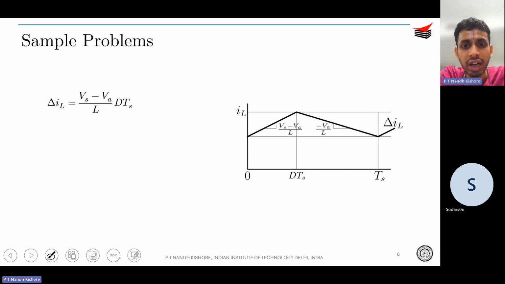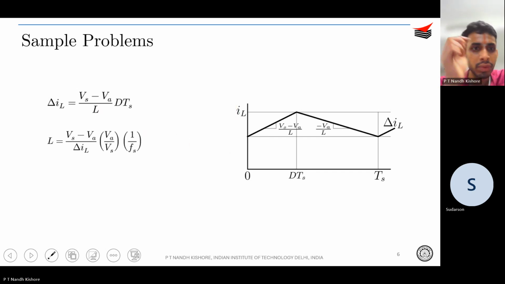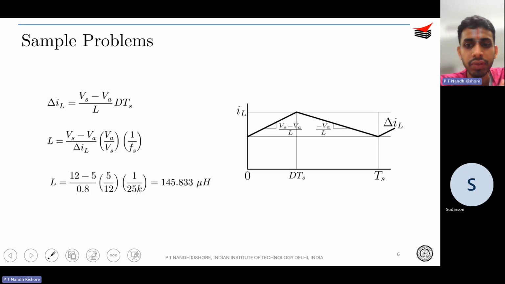So over here, delta IL is during the DTS period, it's (Vs minus Va) by L into DTS, right? That's the slope into time. That gives you the delta IL, correct? So just rearrange the terms, you will eventually end up with what should be the value for L, that is the inductor, right? So if you just substitute the parameters given, that is VS 12 and VA 5, and all of the other terms are also given, you end up with the required value of inductance, that is 145 microhenries, right?